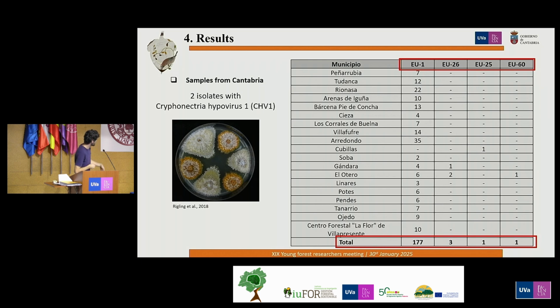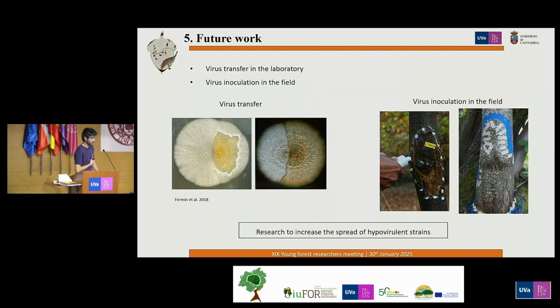We got 2 strains with the hypovirus 1, and we got nearly 200 samples from the field. Most of them in Cantabria were EU1, and then we have 3 different compatibility groups close to the Basque Country. That's really good because most of the Cryphonectria parasitica disease that we have in the field is from the same compatibility group, and we can go there with the virus that we got and try to find a solution with this virus. The future work that we have to perform is to transfer the virus in the laboratory.